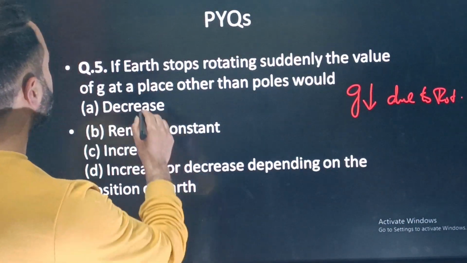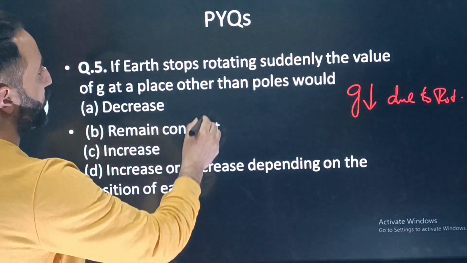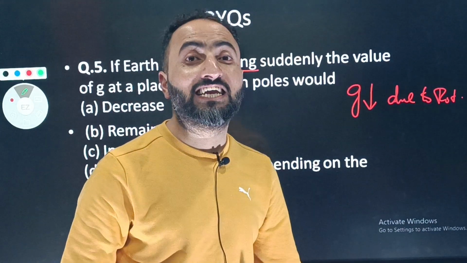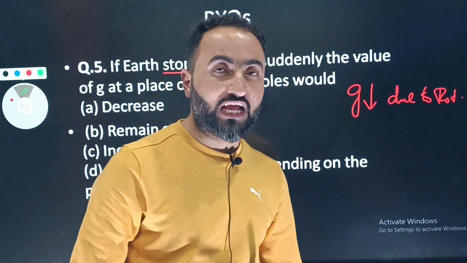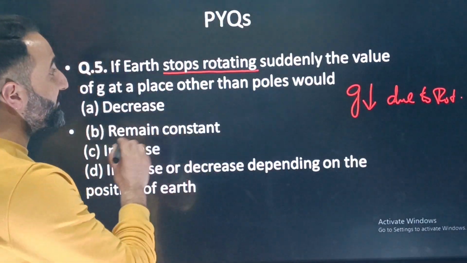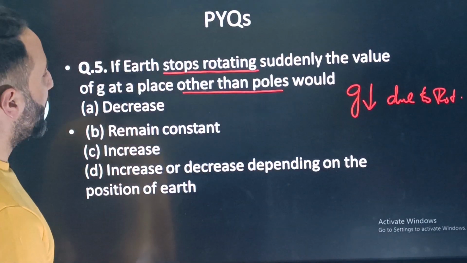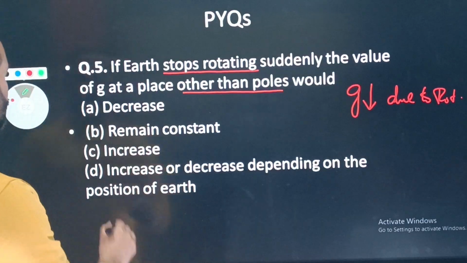Now pay attention, what is the question? If Earth stops rotating, then obviously the acceleration due to gravity will increase. If it stops rotating, the acceleration due to gravity will increase, and the exception is the poles. Other than the poles, it will increase. So this is the answer.